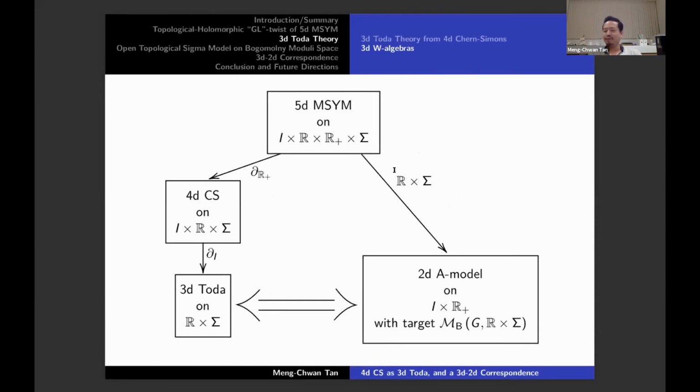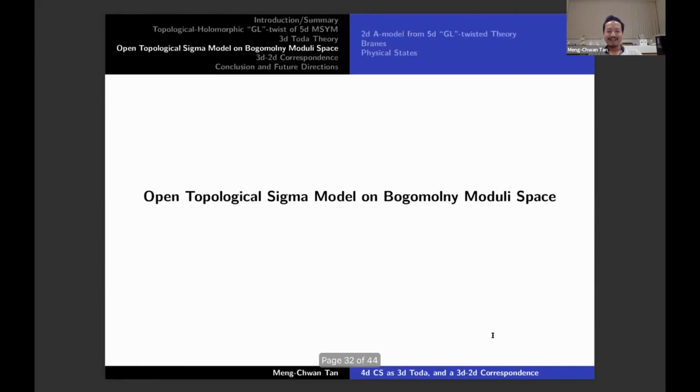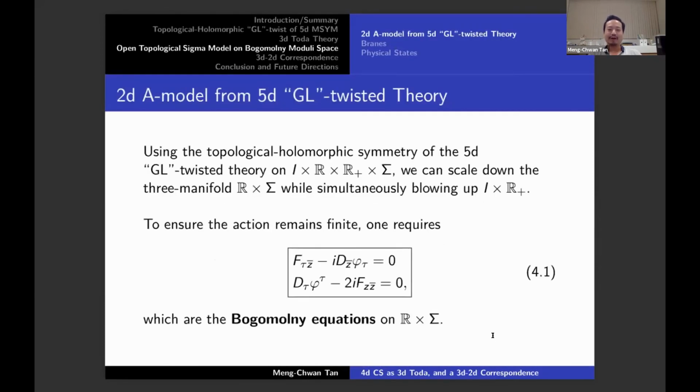So in the few seconds that I have left, I'll explain how we get this, okay? So how we get a sigma model. As I mentioned, we are topological in these three directions in the 5D theory and holomorphic in this. So what we could do is to essentially scale down this direction here, by scale invariance, and then blow up I cross R plus. Okay, so when we do that, we end up getting a 2D sigma model on I cross R plus.